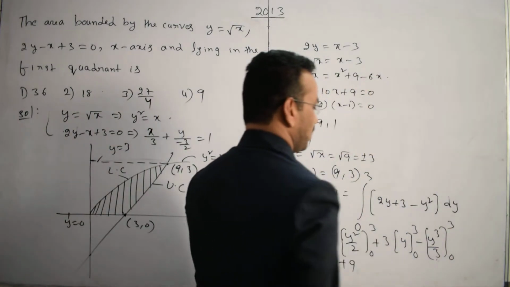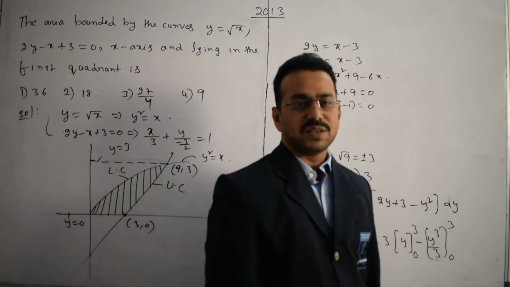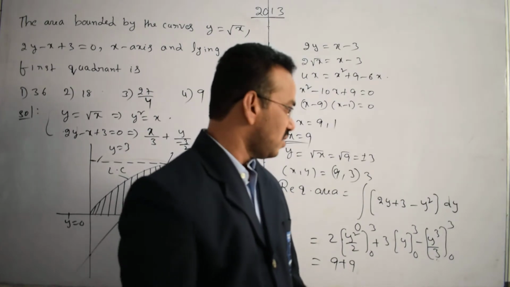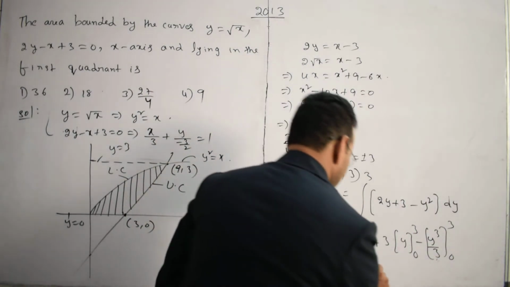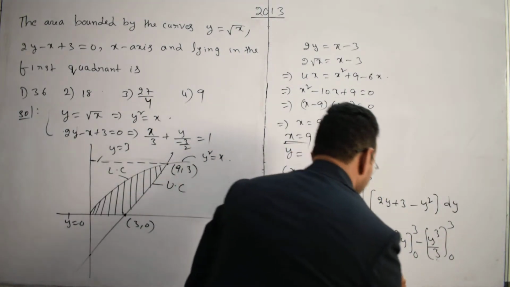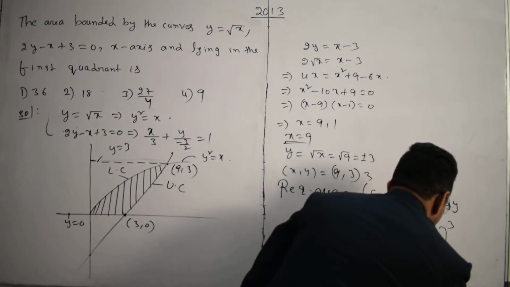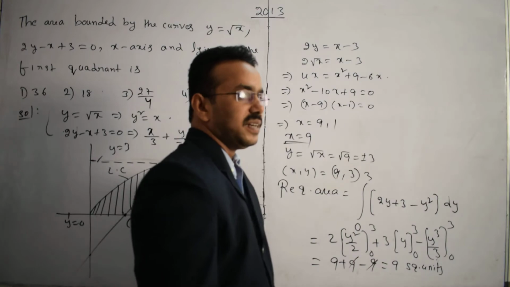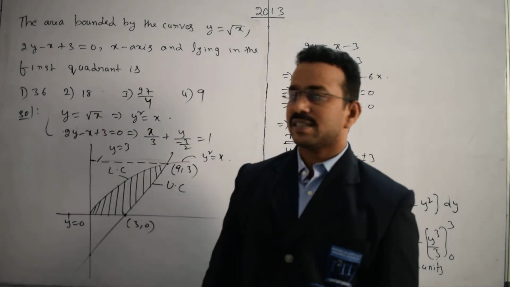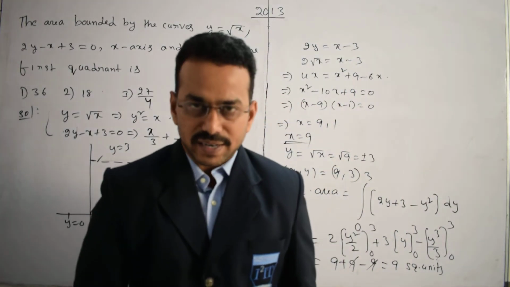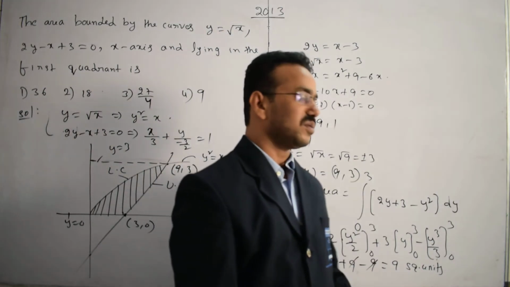Here also, upper limit minus y cube means 3 cube, 27 by 3, which is 9. The lower limit is 0. Minus 9, it just gets cancelled, which is good. So 9 square units is the required area between the curves and the x-axis located in the first quadrant. This is the final conclusion.